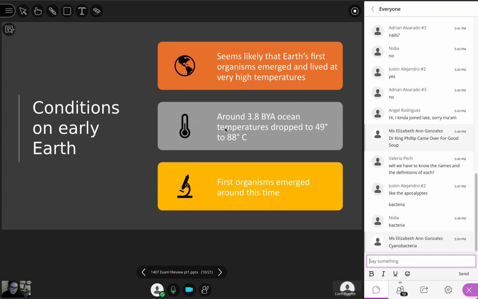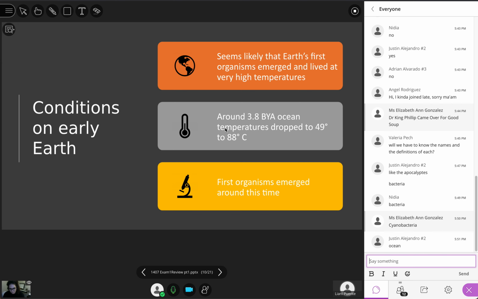I think around 3.8 billion years ago is when the ocean temperature dropped to 49 to 88 degrees Celsius. First organisms emerged around this time. Another thing is, where did they originate? Do you all know that? Where did bacteria originate? What part of the planet did bacteria originate?